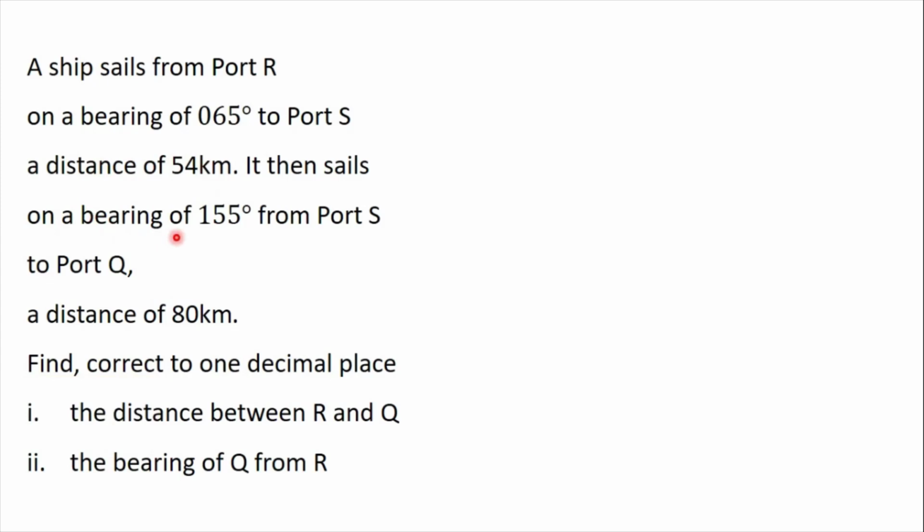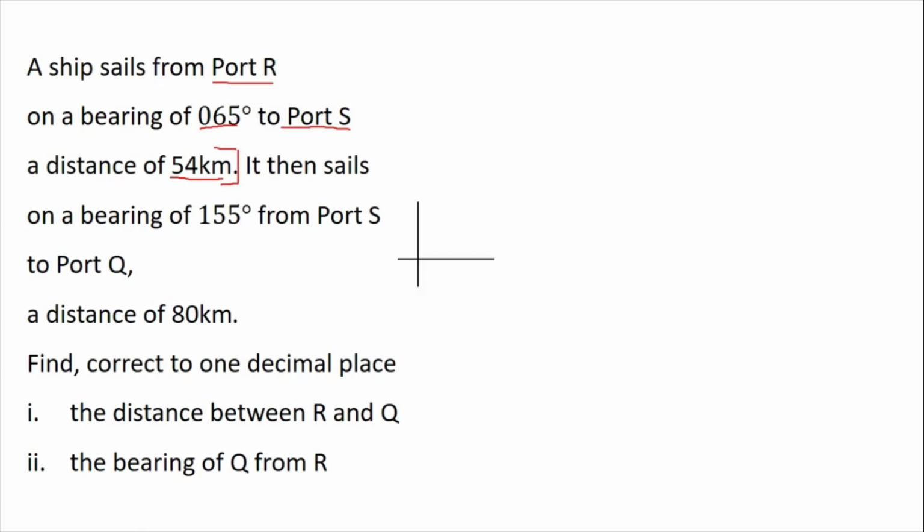So the ship started sailing from point R. So it means that our starting point is going to be Port R or point R. Now it started from Port R and it sailed on a bearing of 65 degrees to Port S. So our starting point is Port R on a bearing of 65 degrees, and the ending point is Port S. And the distance between Port R and Port S is 54 kilometers. So let's draw the diagram for this first part. You consider the first part, then after that you consider the rest.